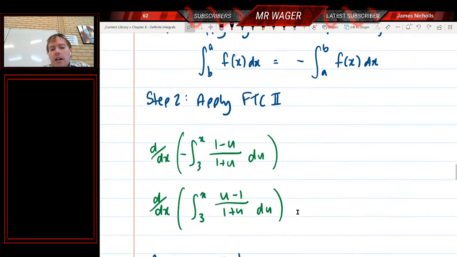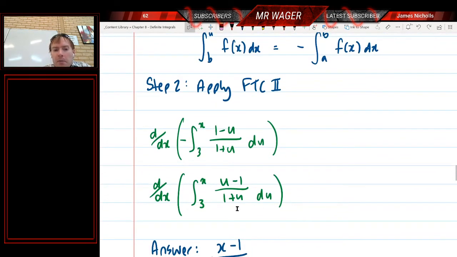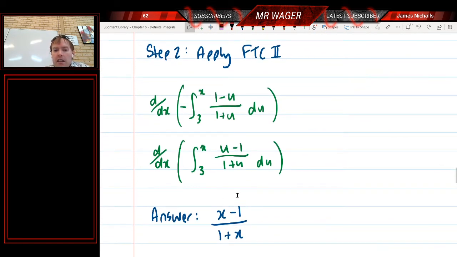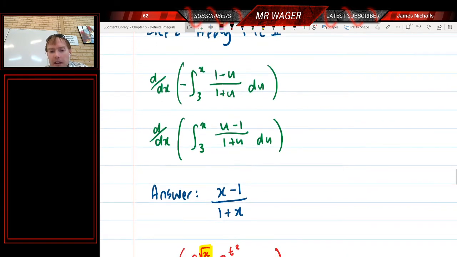All we need to do now is apply the fundamental theorem of calculus. So that just means replace the u with x. Anywhere you see a u in here, replace it with x, because that's what the result's going to be. It's going to give us the height of the curve when we get to the x value, okay? And that's it. x minus 1 over 1 plus x is your answer. You don't have to do any more to it. You don't actually have to anti-differentiate or do anything. You just leave your answer as that, x minus 1 over 1 plus x.